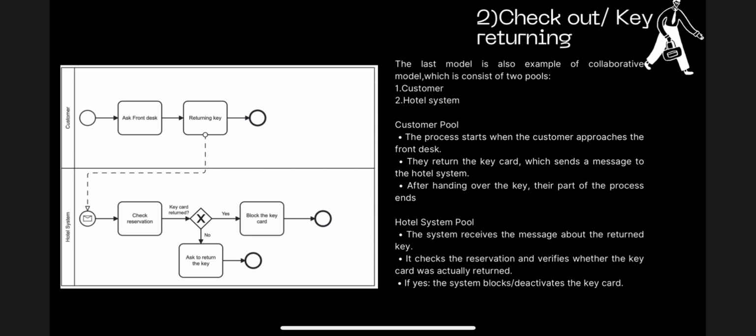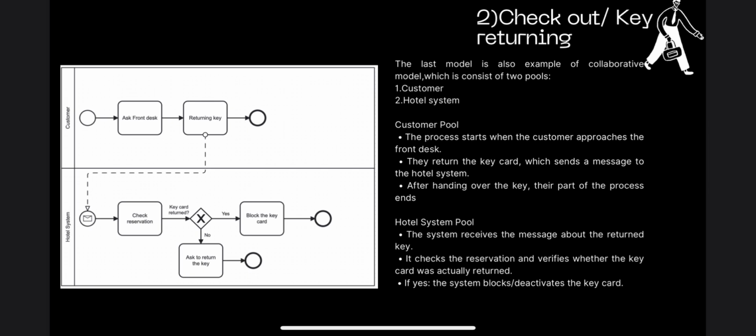hotel system. The customer pool starts with the event ask from desk. The process begins when the customer approaches the front desk to check out or about returning the key card. Returning the key card, the customer hands the key card back to the staff. This triggers a message flow that notifies the hotel system pool. And the customer's part of the process is completed.